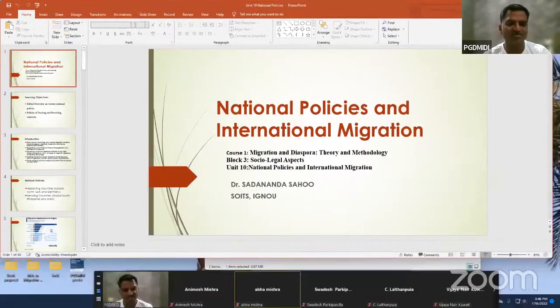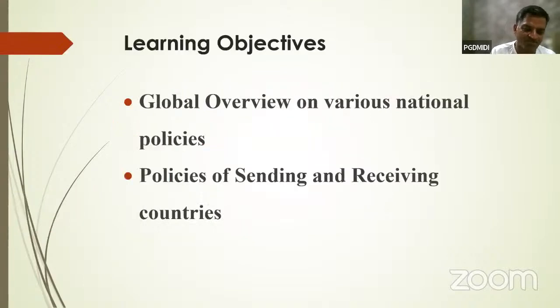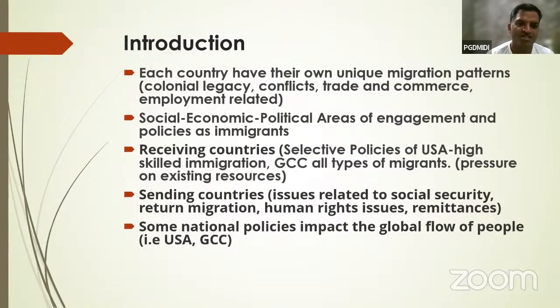This is a very important area also: national policies and international migration. We know that there are many policies which govern the entire world, bilaterally also, multilaterally also, and there are some conventions that bind many countries also. But today we'll be talking about how a specific country will have policies. I'll give some global overview, and then I'll be talking specifically about 2 examples from sending countries and 2 examples from receiving countries. As you all know, each country has its own unique migration patterns.